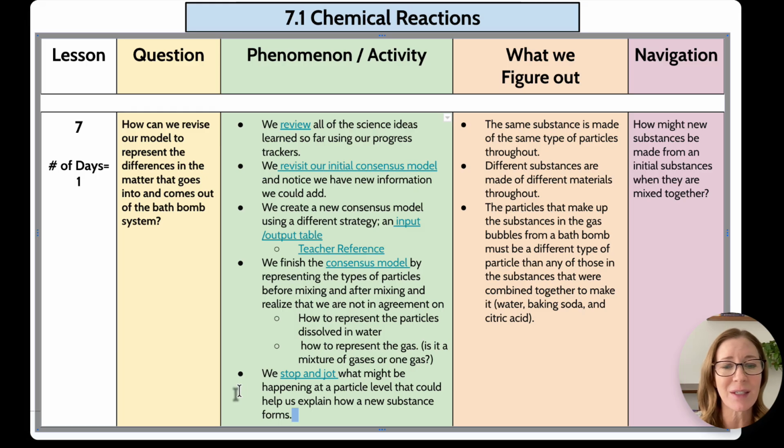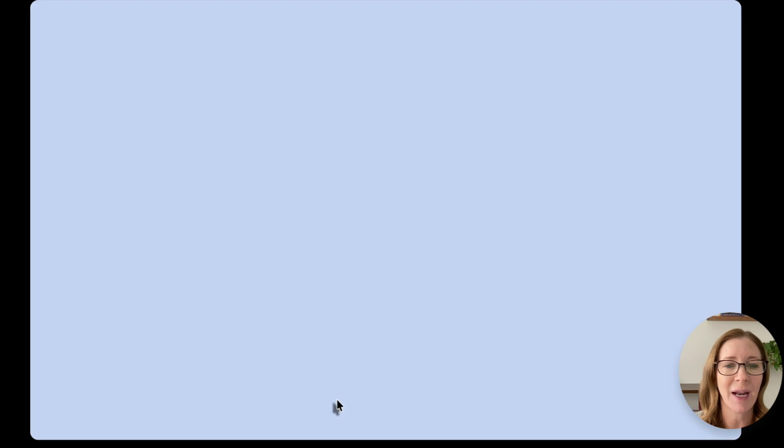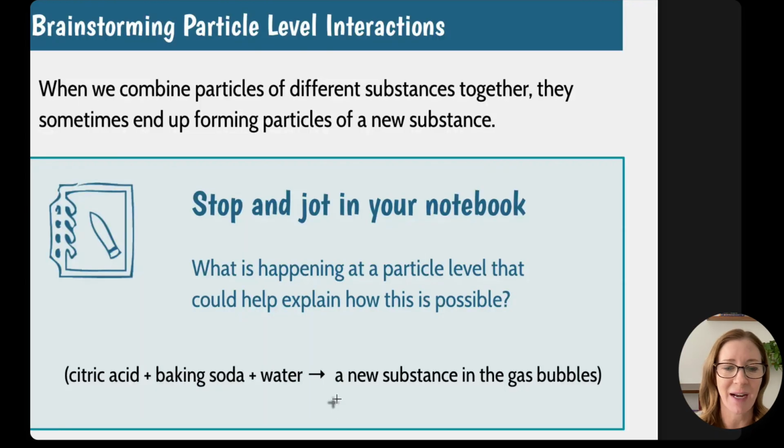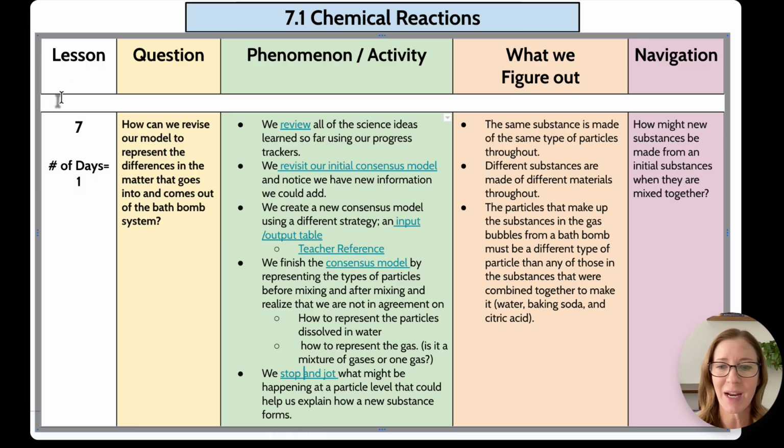And then we end lesson 7 with a stop and jot, a moment to reflect on what might be happening at the particle level to help us explain how new substances form. So for those question marks here, they're going to jot some ideas down, and here is the slide that will help students write this down, and this is going to navigate us into the next lesson. Okay, let's go ahead and talk about material prep in the next video.